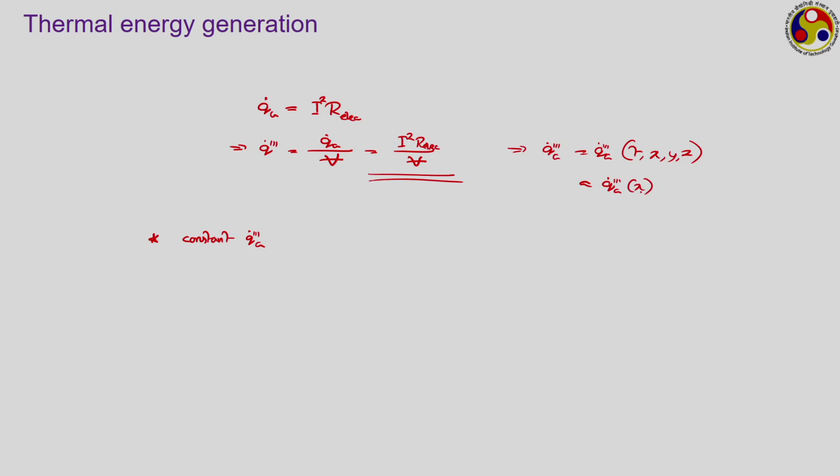Now, assuming a constant value of energy generation, this qg dot triple prime is no more a function of x, that is, everywhere in your domain it has the same magnitude. And another assumption for today's discussion is that we are considering the thermal conductivity to be constant. We just want to check the effect of this heat generation first, and then the effect of variation in thermal conductivity with spatial location we shall consider in the next lecture.